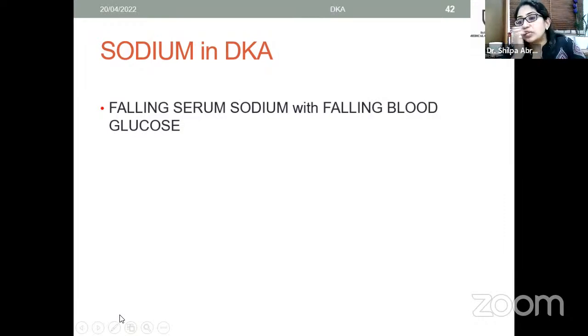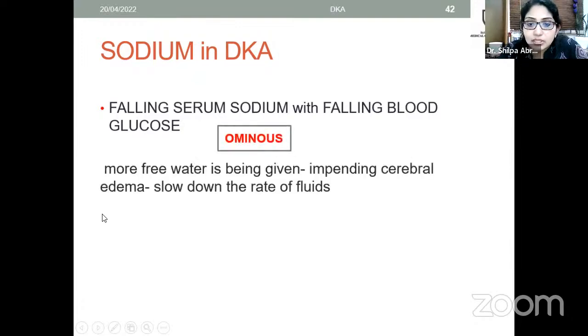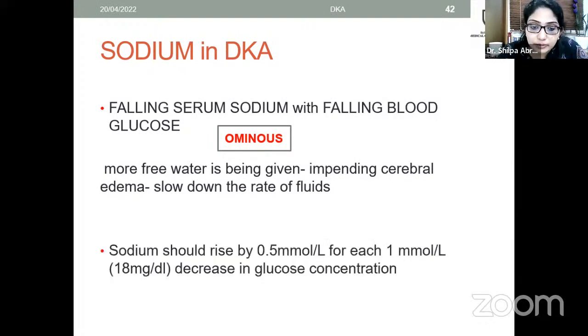A falling sodium with a falling glucose was considered ominous, which means that you are giving excess water, more free water, so there's an impending chance of cerebral edema. So you have to either increase the sodium content in your fluid, that is, if you're giving half NS, change it to DNS, or slow down the rate of the fluids. Your expected rise of sodium is, as the glucose falls by 18, the sodium is expected to rise by 0.5 to 1 millimole per liter.